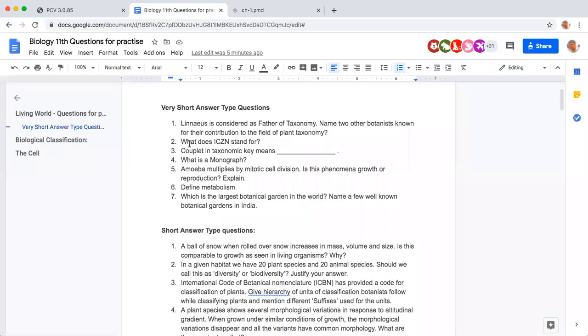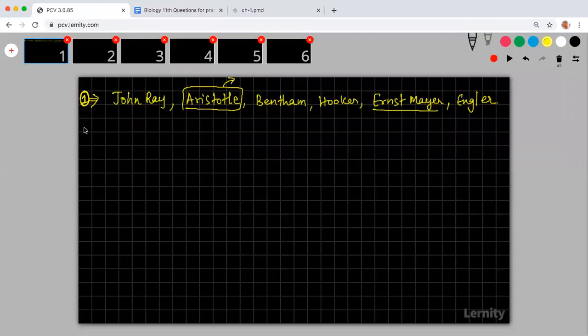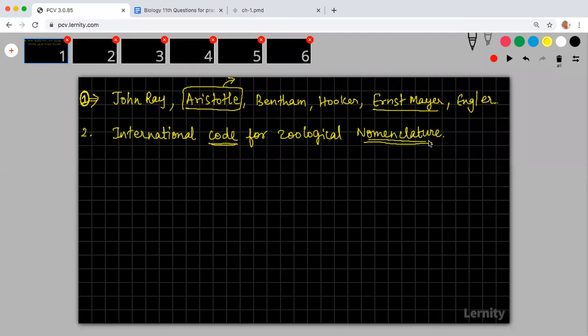Okay, second question. What does ICZN stand for? International Code for Zoological Nomenclature. Don't use the word anything else; it is code, and then here it is nomenclature. I see people writing council for naming and all. That is wrong. International Code for Zoological Nomenclature. That is the answer for the second question.